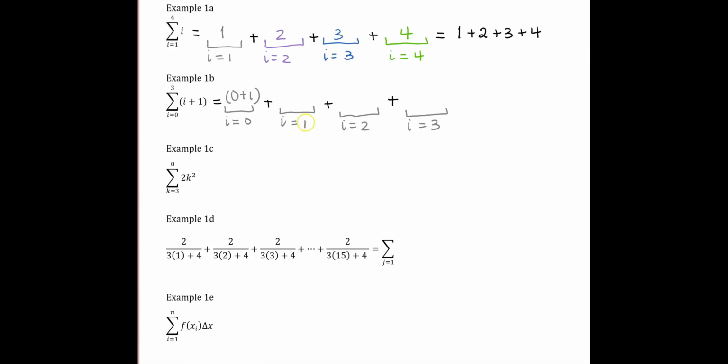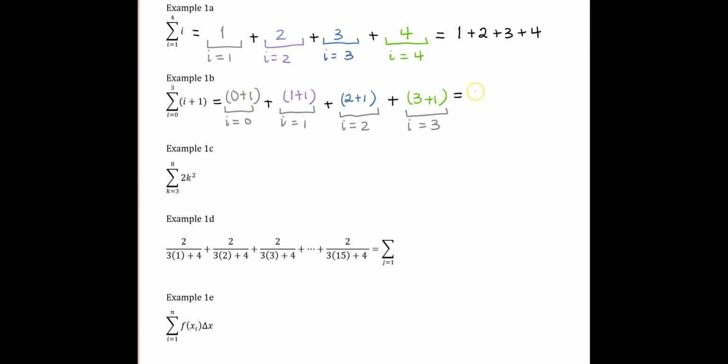When i is equal to 1, we have 1 plus 1 as our second term, plugging into this summation here. When i is equal to 2, I'm going to replace this i with a 2, so we will have 2 plus 1. And then finally, when i is equal to 3, replacing this i with 3, we have 3 plus 1. So let's simplify these terms here.